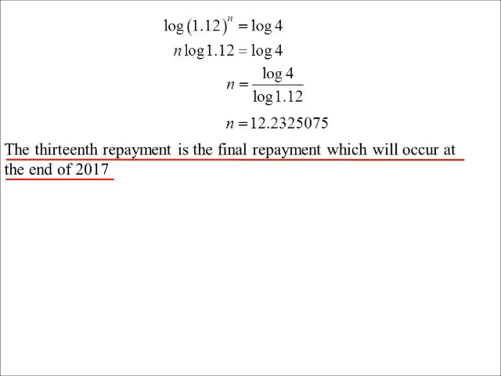So the 13th repayment. Remember, they're paying in lump sums. So when they make the 12th repayment, they still owe some money. The 13th repayment won't be a full repayment.